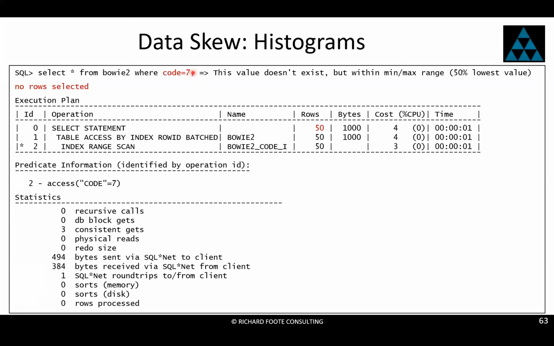What is the lowest value I've got? The lowest value I've got is 100. I've got a value somewhere where it's 100. So I'm now going to treat this to be 50% of the lowest value, 50. If it's a value I don't have, but it's within my min max range, I'm going to use 50% of the lowest contained histogram value that I've got. And that's why it says 50.